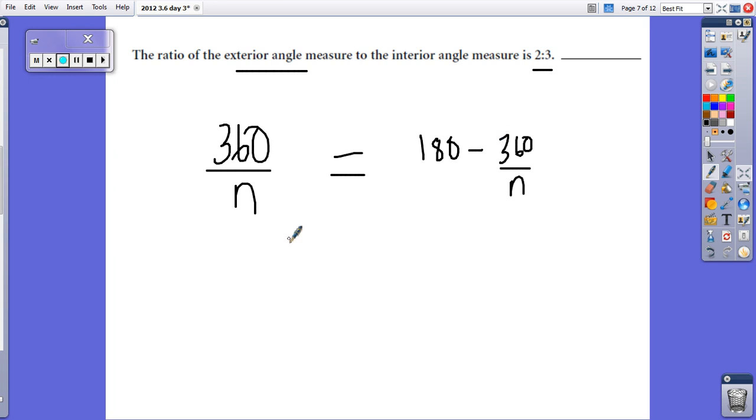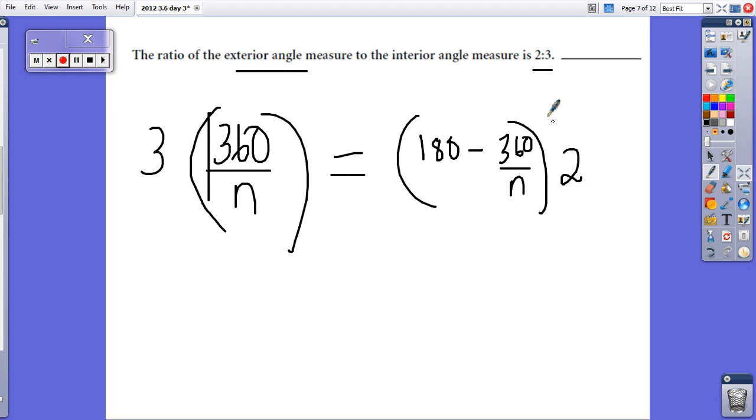To set them equal using this ratio, I'm actually going to have to give the smaller one, multiply it by 3, and take the bigger one and multiply it by 2. Right? And when I do that, I end up getting 3 times 360.